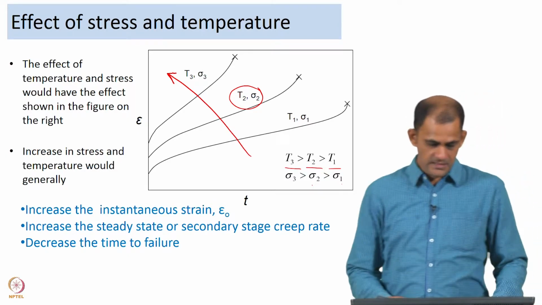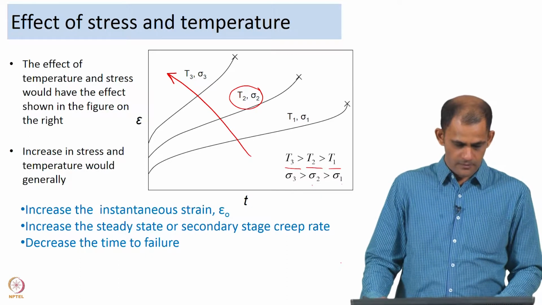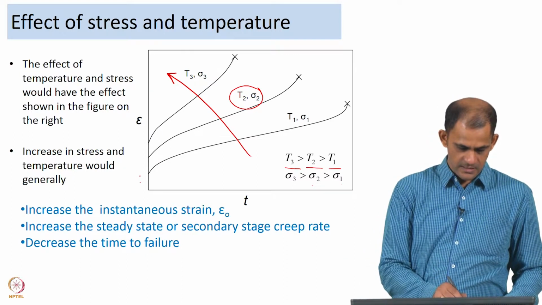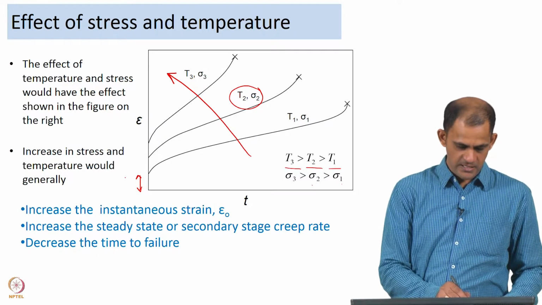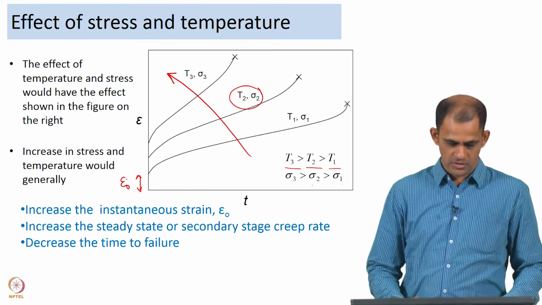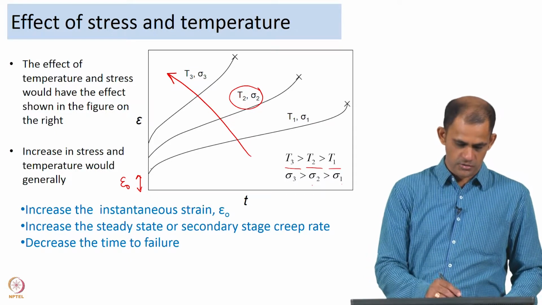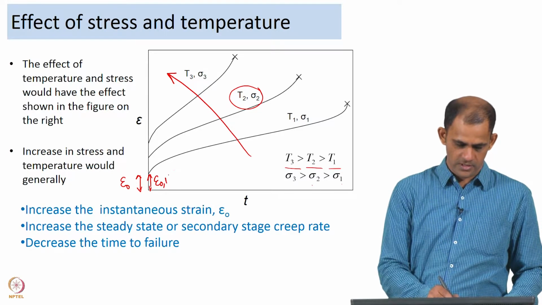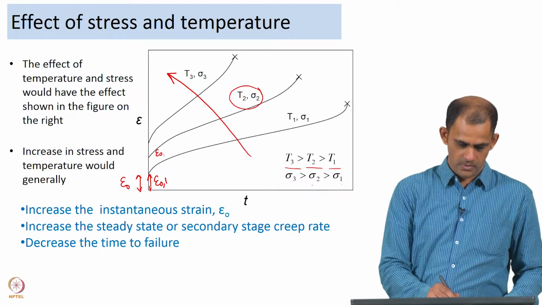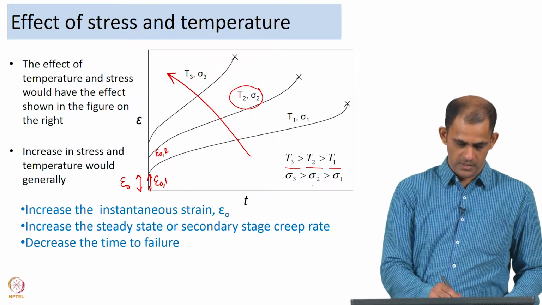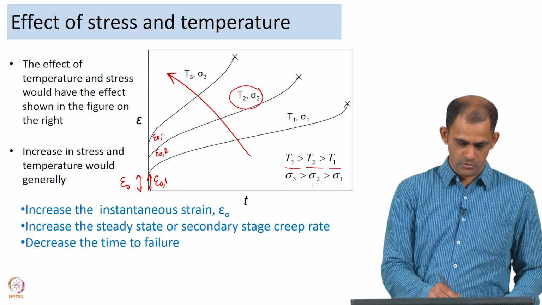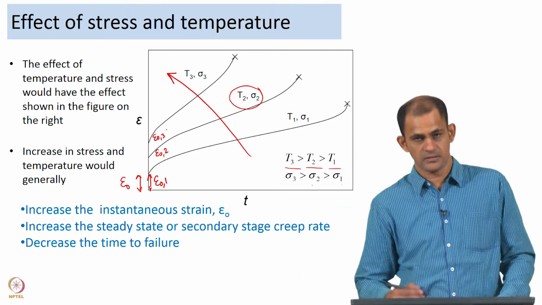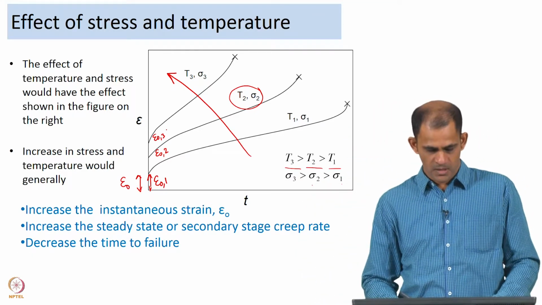These are the following things that are happening. When you increase the stress and temperature, the first thing that we are noticing is an increase in the instantaneous strain epsilon naught. So, this is corresponding to curve 1, epsilon naught 1, this is corresponding to curve 2, epsilon naught 2, and this corresponds to epsilon naught 3. So, as you increase the stress and temperature, the instantaneous strain is going to increase.